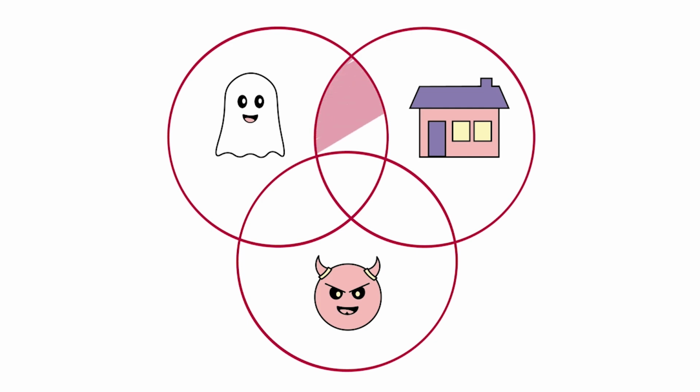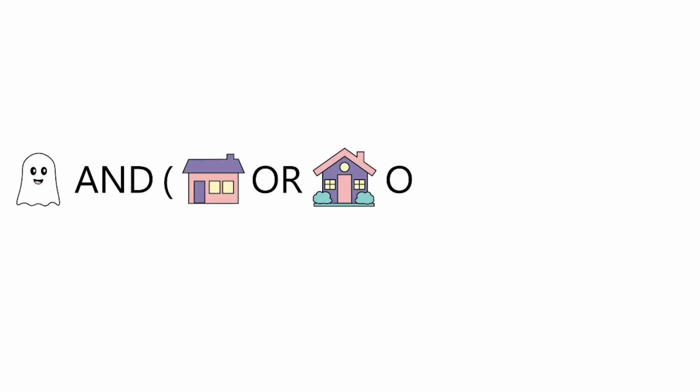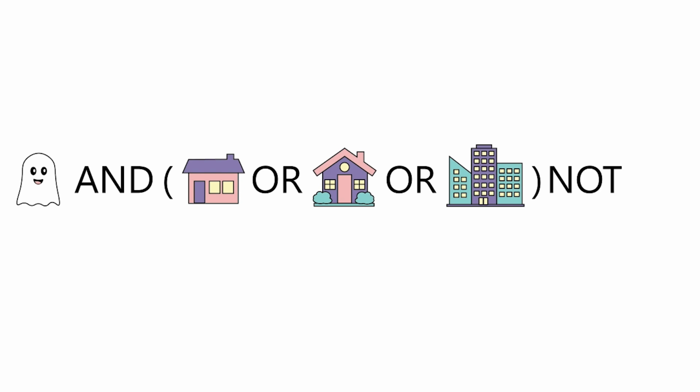So to find out more about having a ghost in your home, but avoid results about demons, a search string with the words represented by illustrations appears. Ghost AND house OR home OR building, NOT demon. Parentheses are around the section with house OR home OR building. We could search ghost AND (house OR home OR building) NOT demon.